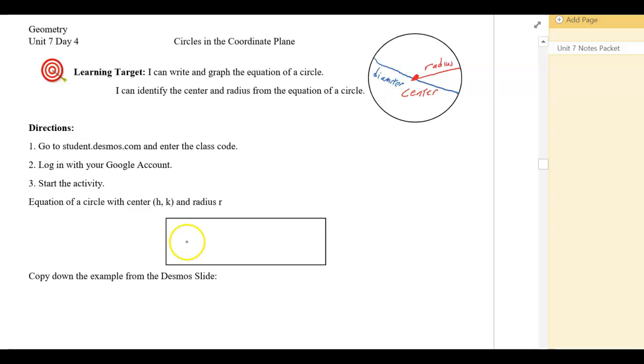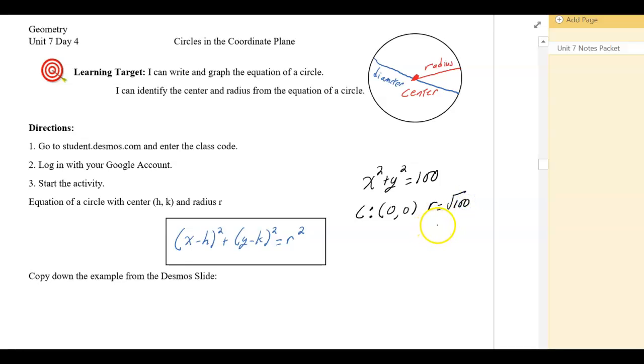Right, so in the Desmos you should have learned the equation of a circle is (x - h)² + (y - k)² = r². Let's do a couple quick examples. So if we had x² + y² = 100, since there is no h and k, the center is (0, 0), and the radius is the square root of 100, which is 10.